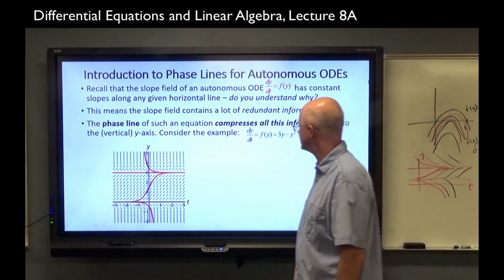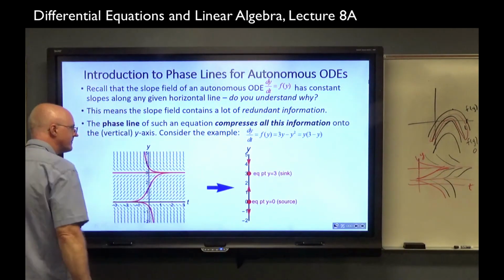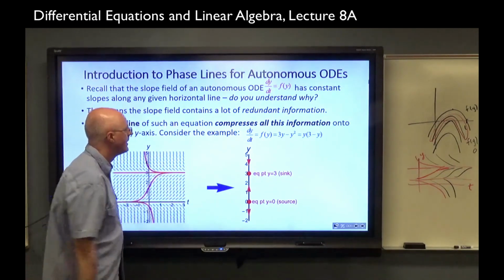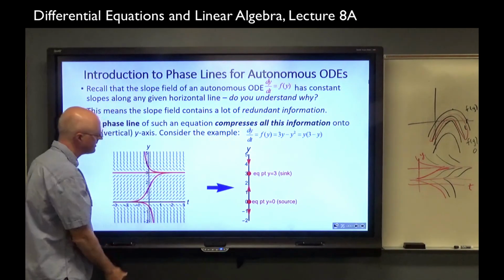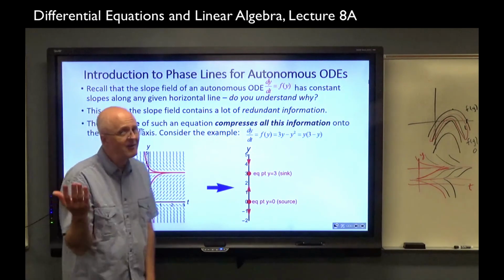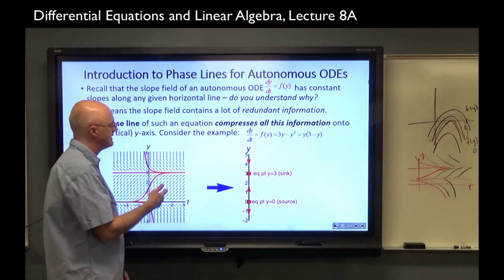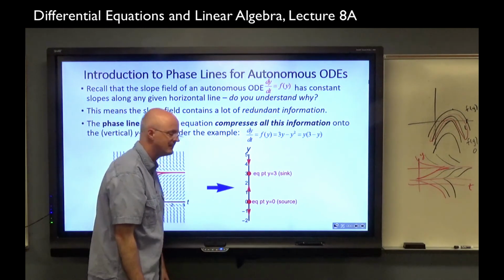And how do we compress this information onto the y-axis? Like this. This blue arrow is just an arrow to go from here to here. To draw a phase line, you draw a vertical line to match this vertical line. You could draw it horizontal, but we want to remember it's related to the slope field. Equilibrium solutions become equilibrium points.